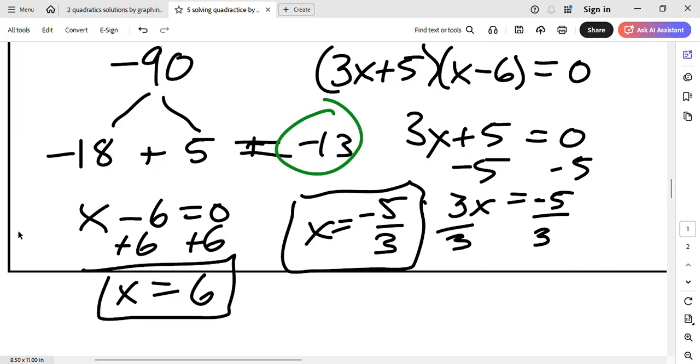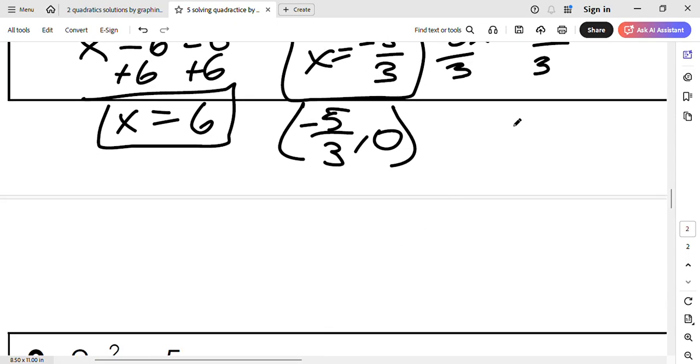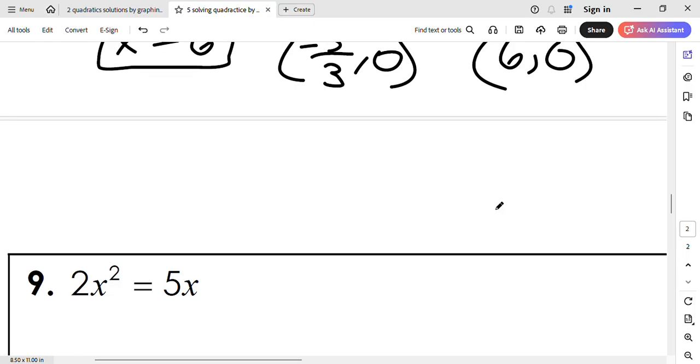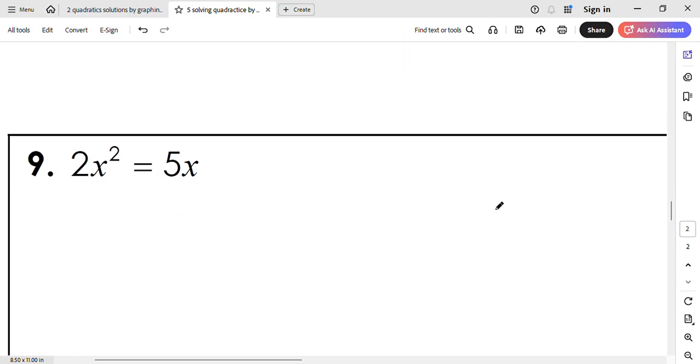That's my other solution. But I want to put it in a form that makes sense. So negative 5 over 3 comma 0 is one solution, and 6 comma 0 is the other solution. That's where it crosses the x-axis, twice in this case. Okay, I think we get it. Do we get it, class?